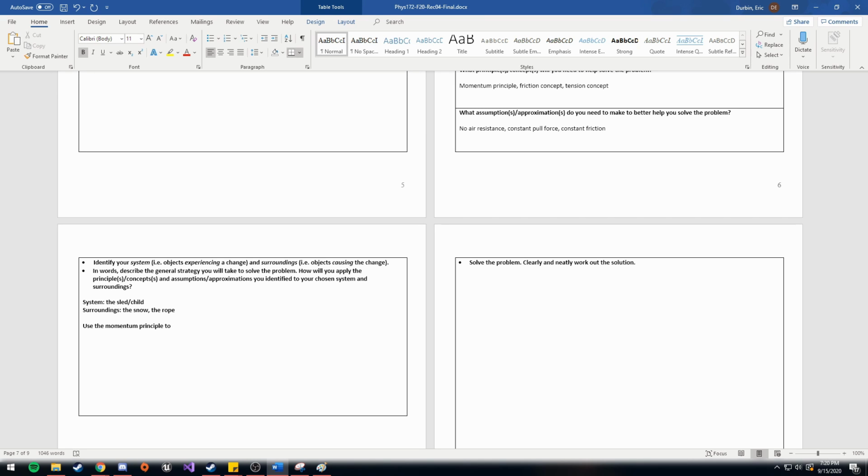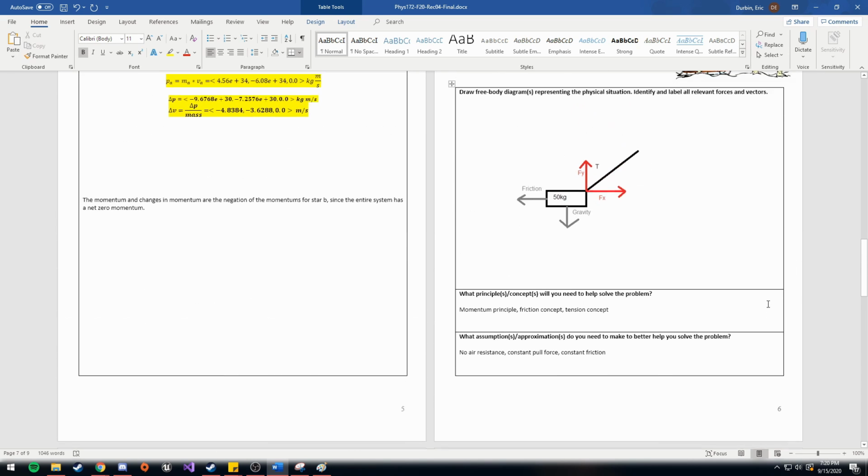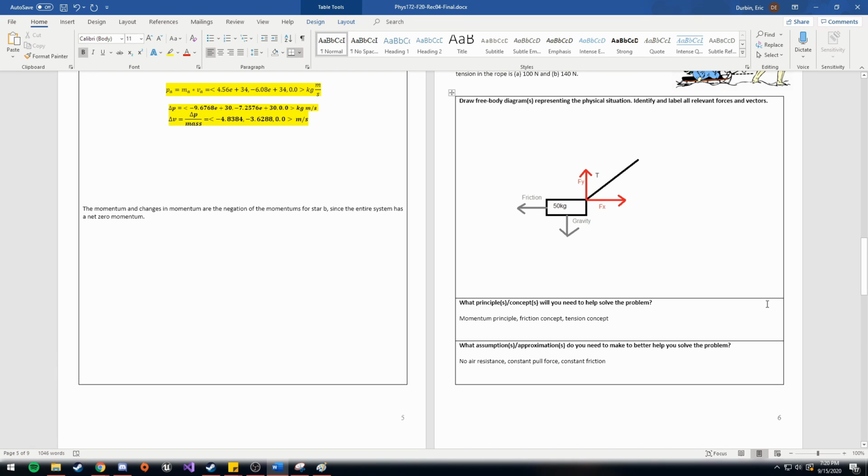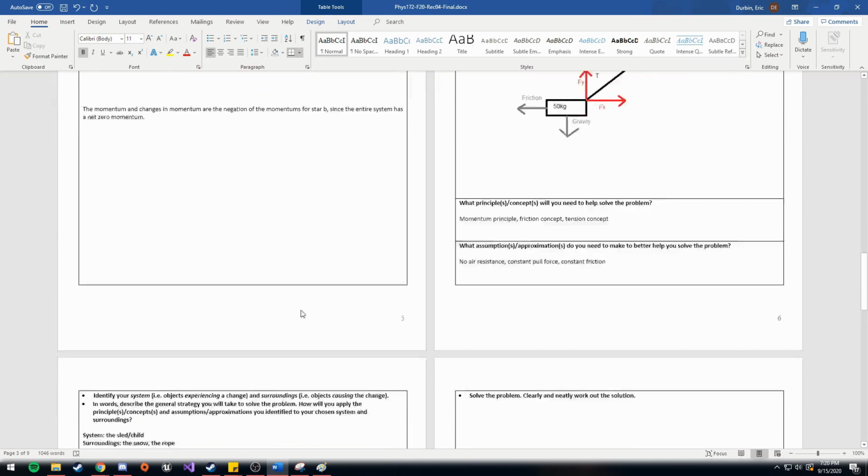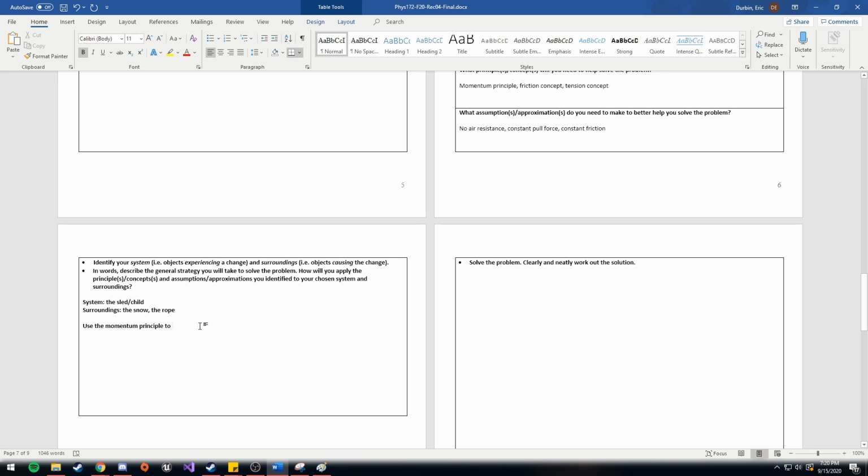Oh, really? Okay. Wait, do we even need the momentum principle? Because we just need to find the acceleration, which is kind of the momentum, but not really. Actually, we just need force divided by mass. So we don't even need the momentum principle. We just need to find the force and then divide out the mass.